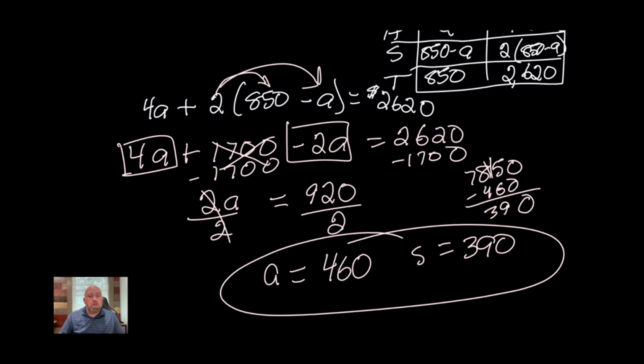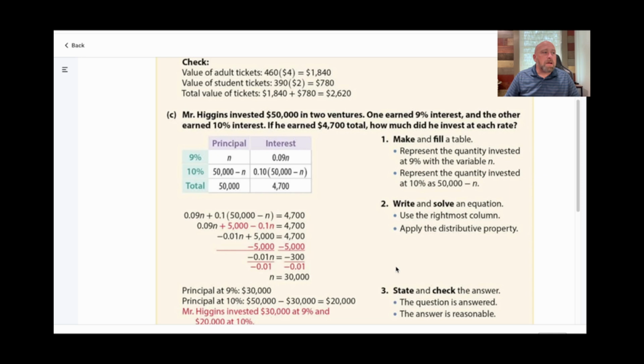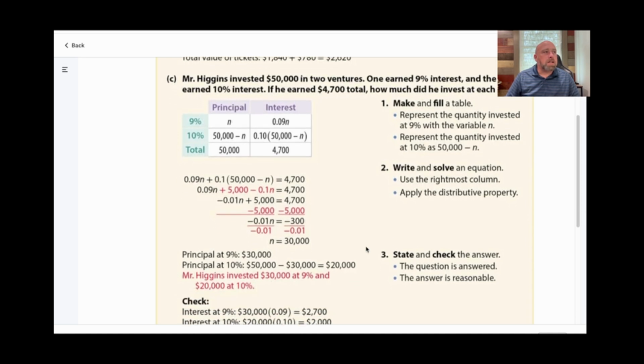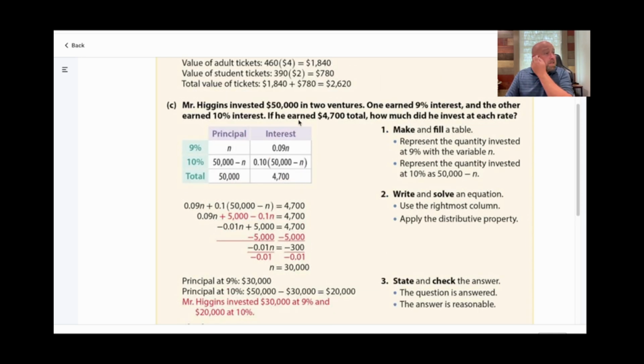All right. We will look at one more, and I'm not going to take the time to do this last one, but go ahead and look at example C. Mr. Higgins invested $50,000 in 2 ventures. One earned 9% interest and the other earned 10% interest. He earned $4,700 total. How much did he invest?